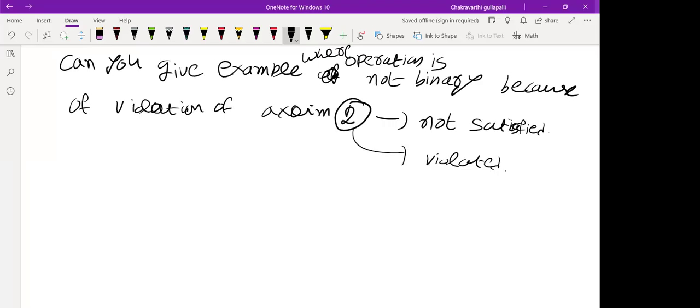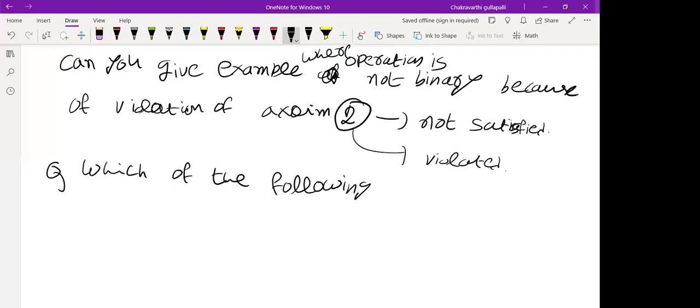This is very simple. So I will give you some questions, and from there we will try to get an example. So let us see some questions. Which of the following are binary?